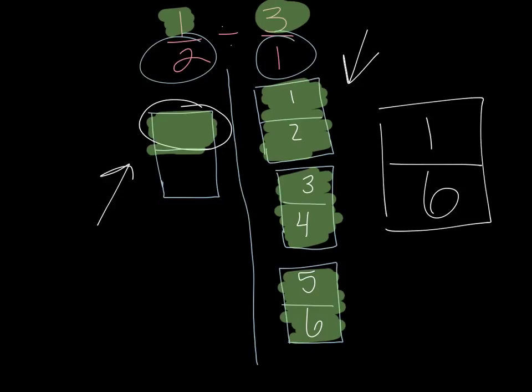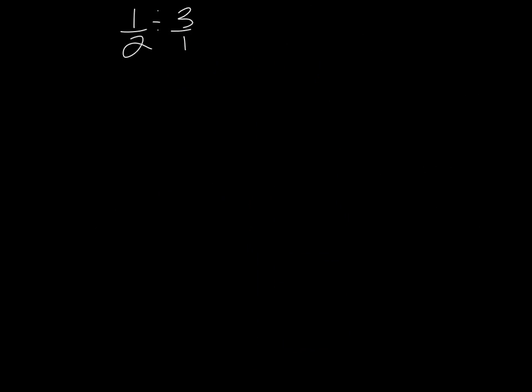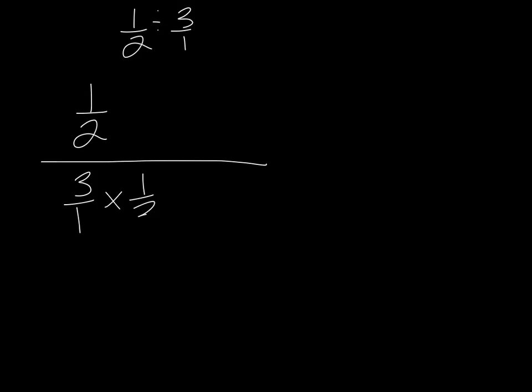We can check this by doing the keep, change, flip strategy. We rewrite the fractions to be within other fractions. So 1/2 divided by 3/1. And in order to get our denominator set to 1, we have to multiply it by the reciprocal. So we multiply it by 1/3. Since we've multiplied the bottom by 1/3, we have to multiply the top by 1/3 also.